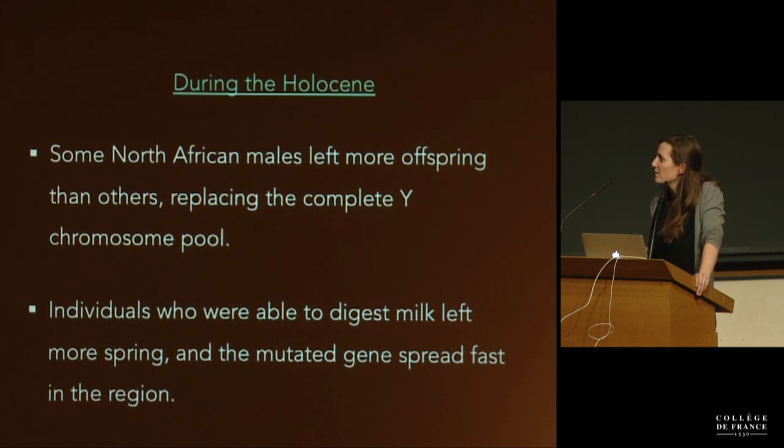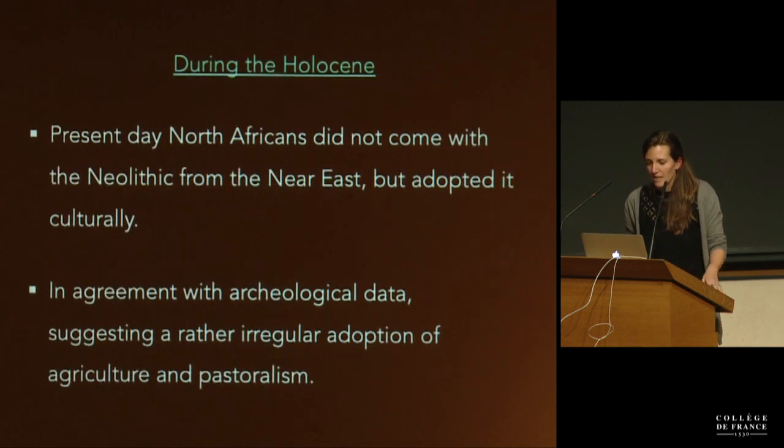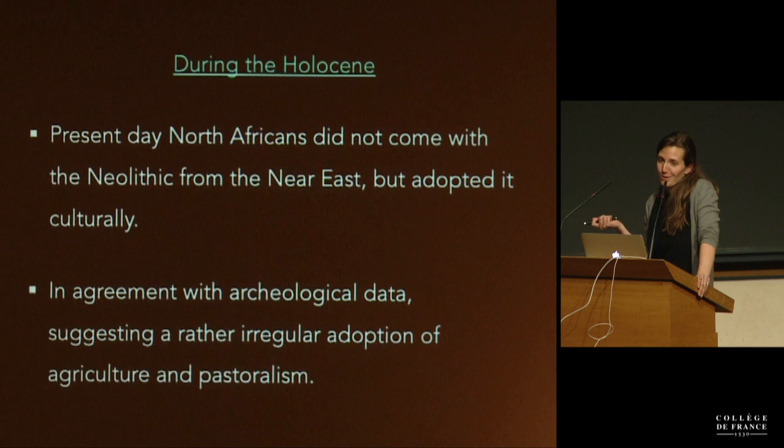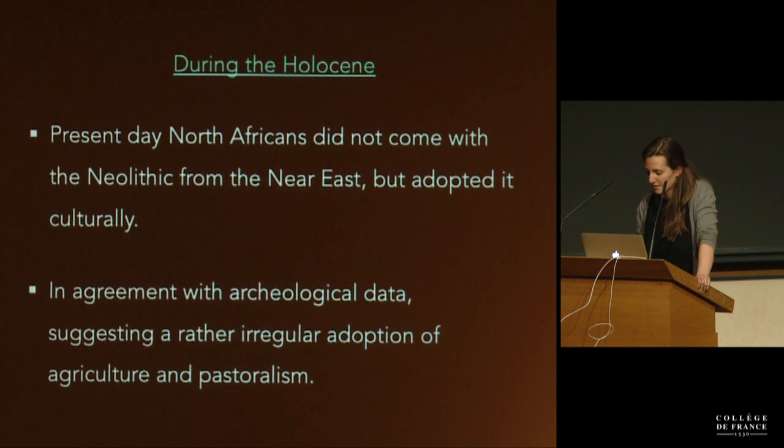Also, it is clear that individuals who were able to digest milk left more offspring, and then the mutated gene spread fast in the region. There is a clear genetic footprint that we can detect on that. And also, present-day North Africans did not come with a Neolithic from the Near East, but adopted it culturally. So the question that remains is whether they adopted it culturally from the Near East or from another Neolithic source, which is also open for discussion. And in agreement with archaeological data, that adoption was mainly not genetic, but cultural.